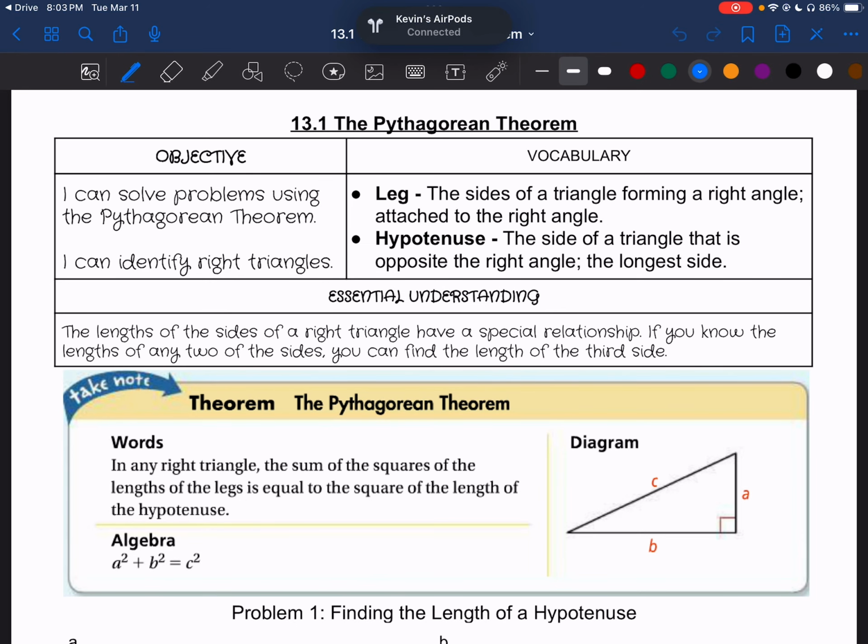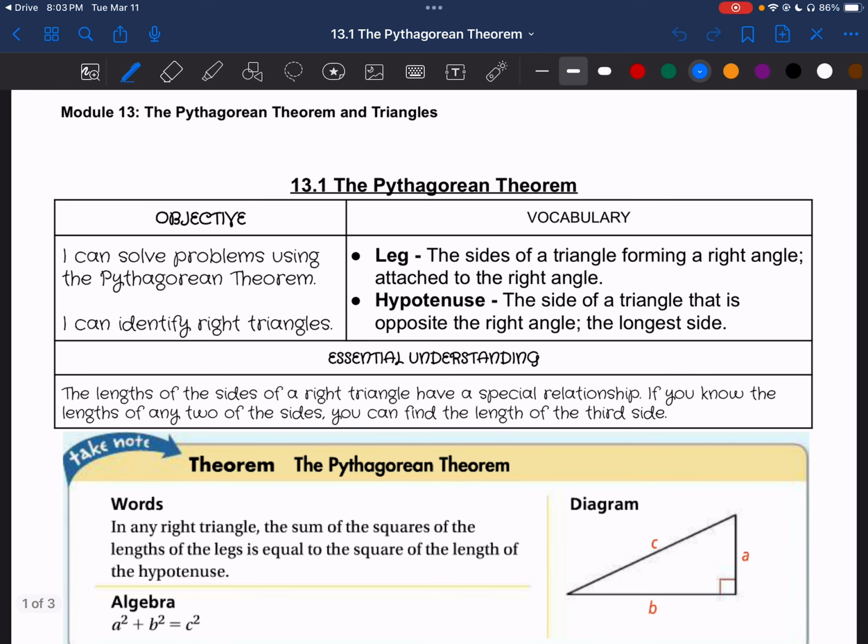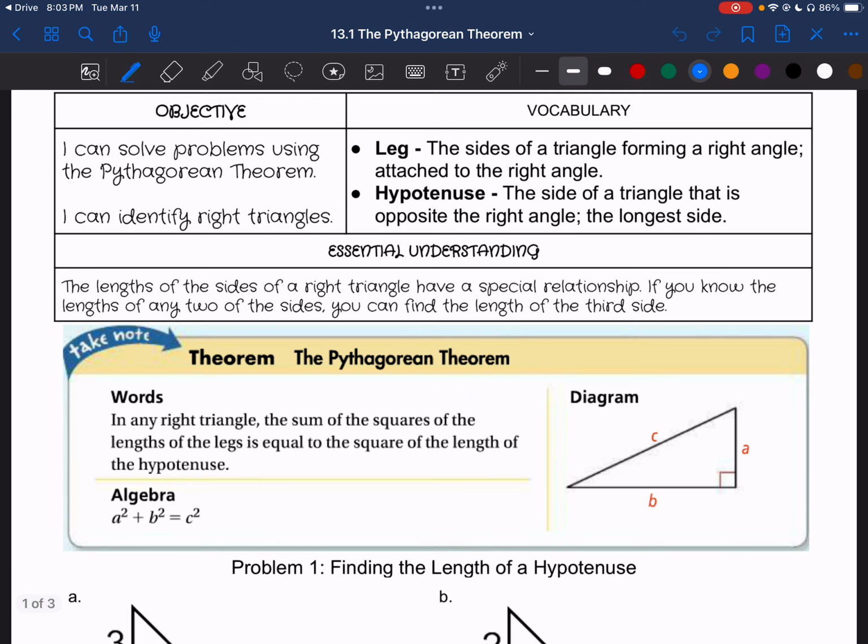13.1 Pythagorean Theorem. This is the first unit in Module 13, which is all about the Pythagorean Theorem and triangles. Our objectives for today are that I can solve problems using the Pythagorean Theorem and that I can identify right triangles. So, first thing, we've got some vocabulary. The first vocab word is leg, and this is the side of a triangle forming a right angle. That's the key there. It's the two sides that form the right angle. It is attached to the right angle.